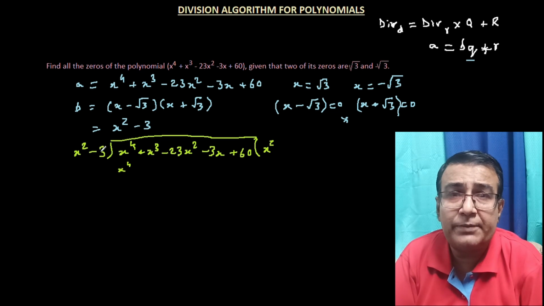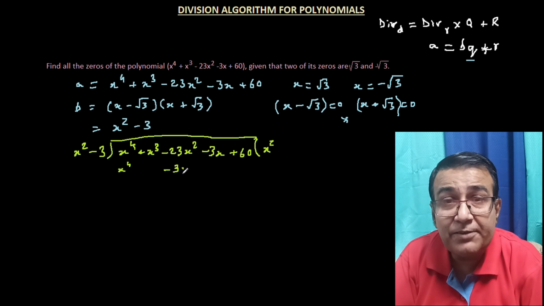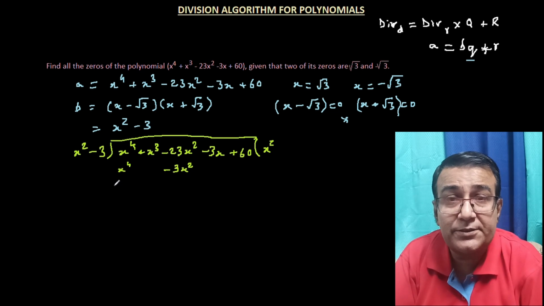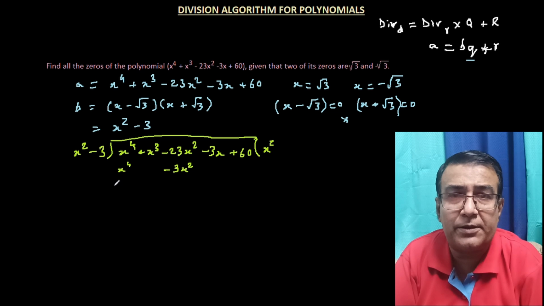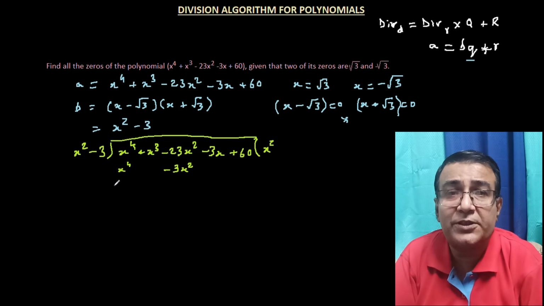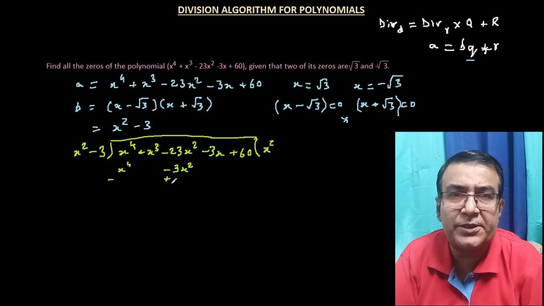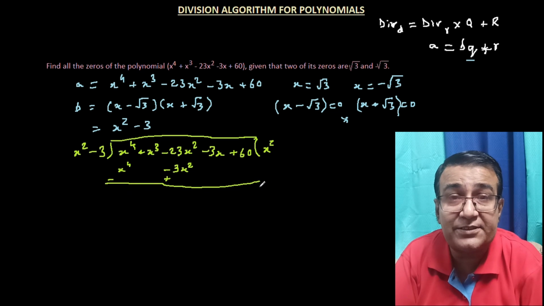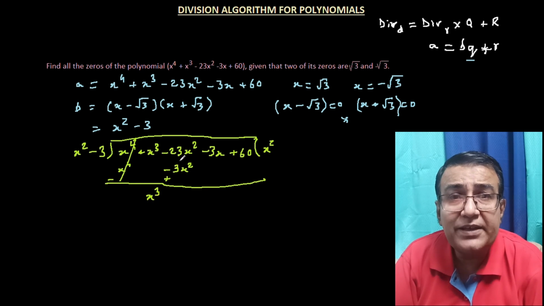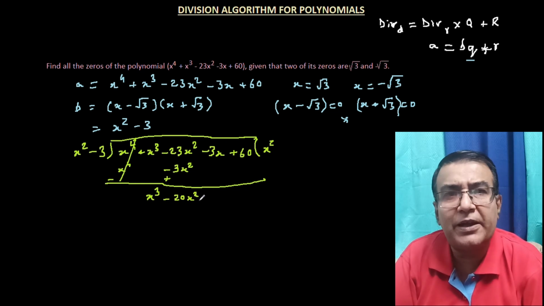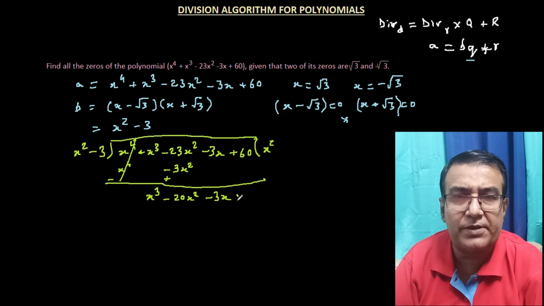Multiplying it, we get x square times x square gives us x to the power 4, and x square times negative 3 gives us minus 3x square, that goes below the x square term. We have to subtract this, so this becomes negative, this becomes positive, the x to the power 4 gets cancelled out, and what we are left with is x cube, and here minus 23x square plus 3x square gives us minus 20x square, and the rest of the polynomial minus 3x plus 60 comes down as it is.